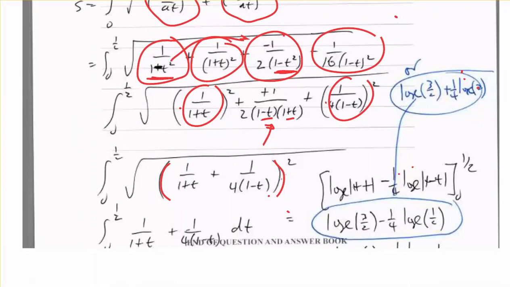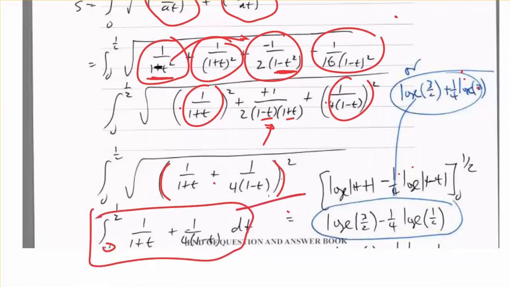Therefore I've got this perfect square. Therefore the square root of the perfect square is this integral, and that gives me these logarithms, which gives me this answer. And I can have a plus or minus a quarter as being the answer.